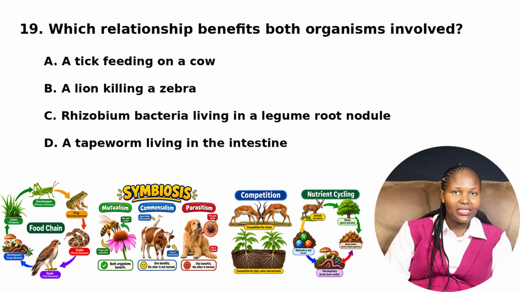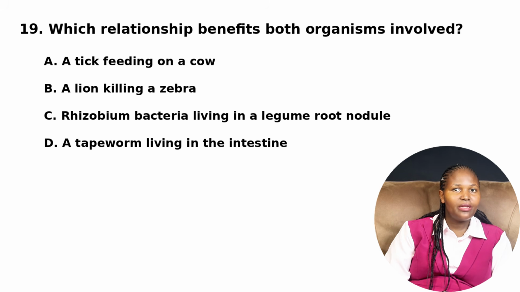And then B, that is a predator that is benefiting, but it is killing the prey, because the lion is killing the zebra. And then D, a tapeworm is benefiting while the host is harmed, because the tapeworm is living in the intestine. It is harming the host. You see? Now let us go to question 20.